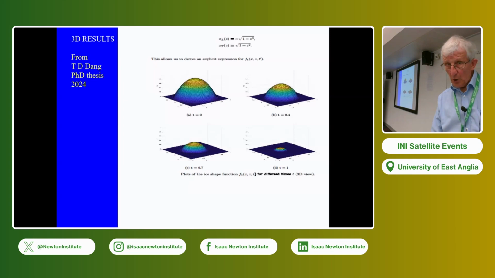Various other things have been going on, which I'll just mention. This is the 3D extension done by PhD student T.D. Dang, and she's managed to make sense of the 3D version of the on-wall ice problem. And these are her results for a melting case, a sort of parabola or paraboloid initially, and then it's melting at a time of about 1.